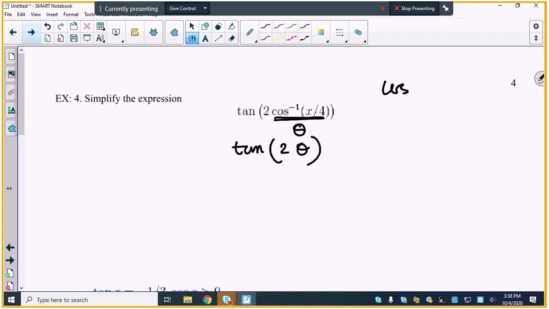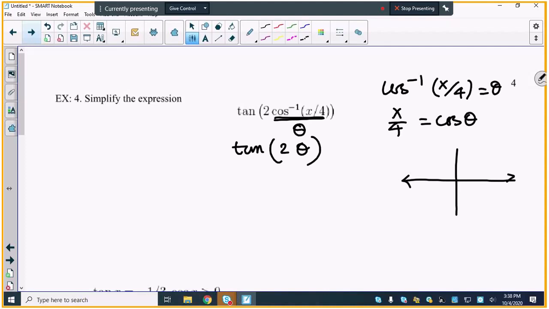Remember what I said. Cosine inverse x over 4 is theta, so x over 4 is cosine theta. That reminds you that depending on the sign of x, either positive or negative, I will get the cosine value in the first or in the second quadrant. But because we don't know the sign of x, I don't have to worry about it. I will just draw the picture in the first quadrant, so I'm assuming x is positive. And for cosine to make sense, x must be less than or equal to 4 as well. But I want to do the work in the first quadrant.